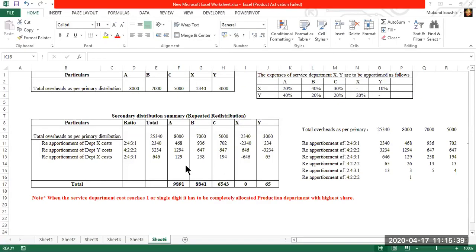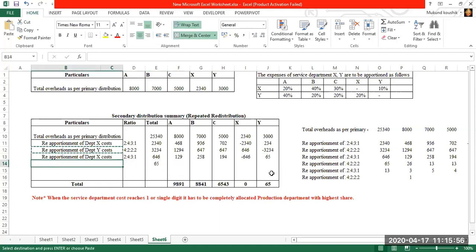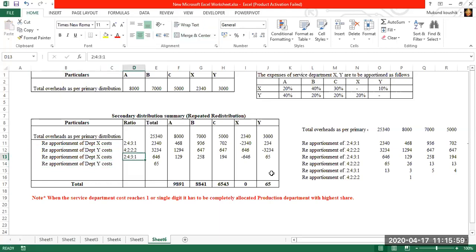Now after we have allocated department X cost, we have given a certain share to department Y also. Now in department Y we have 65 rupees. So this 65 rupees we again have to redistribute to other departments. That means we have to show the reapportionment of department Y cost, and for department Y the ratio is 4:2:2:2. So the 65 has to be allocated in this ratio. Now this entire 65 will be gone, so we'll write it as minus 65.